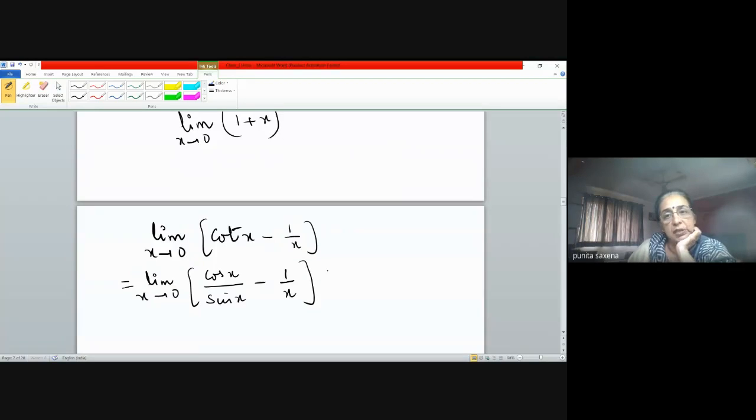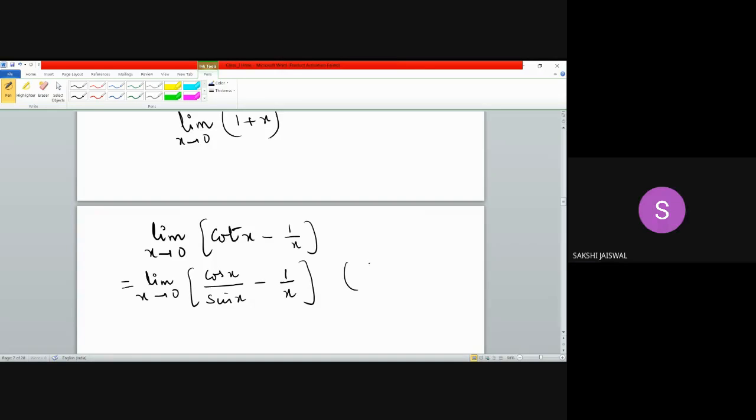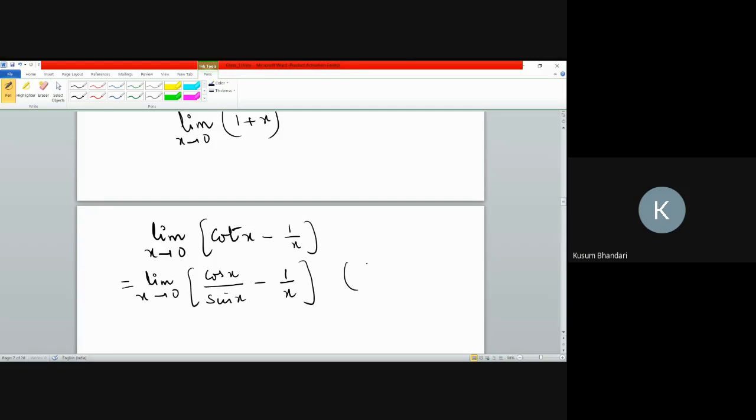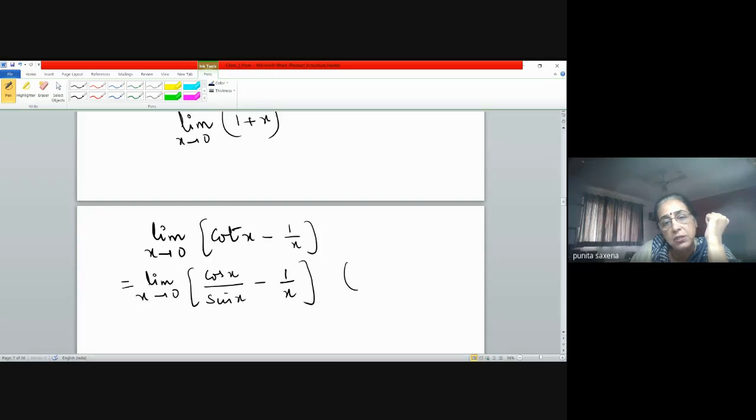ठीक है ना? Now, which form is it? Is it indeterminate? पहले तो ये बताओ. And if it is indeterminate, then which form is it? Infinity minus infinity. Yes. When you put the limits, cos 0 is 1, sin 0 is 0. So it becomes 1 upon 0, which makes it infinity. Minus 1 upon 0 again, which makes it infinity. So it is an infinity minus infinity form.